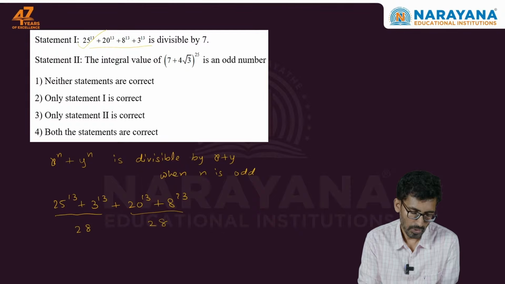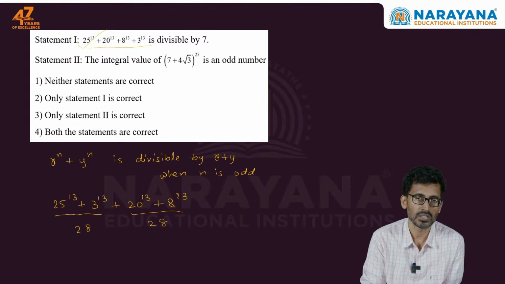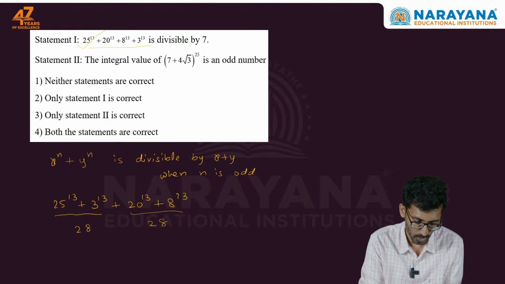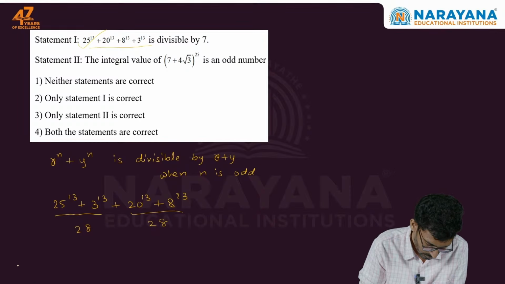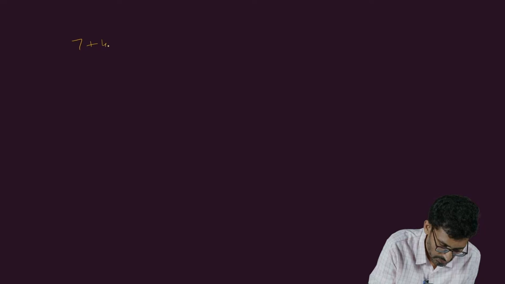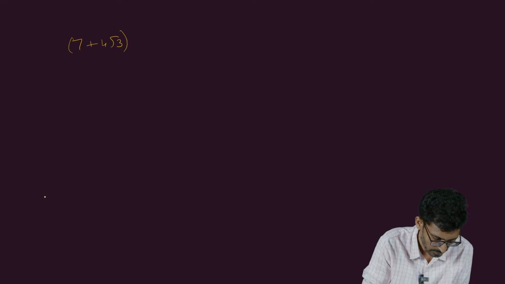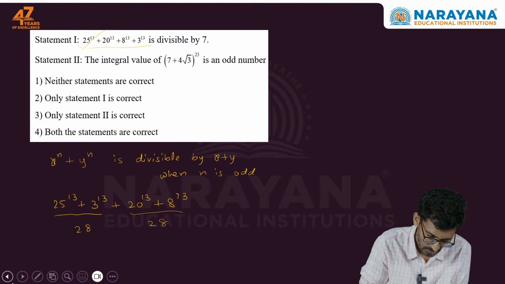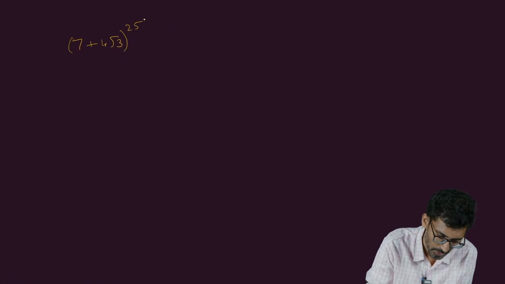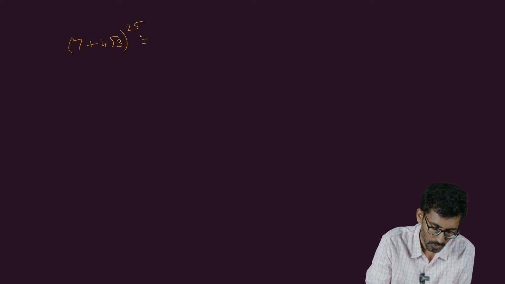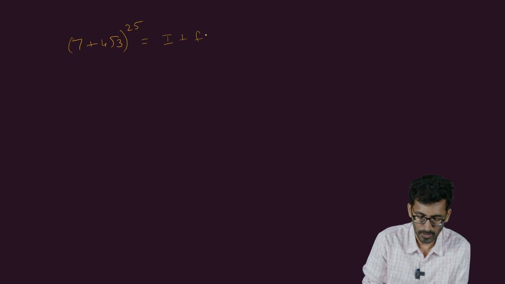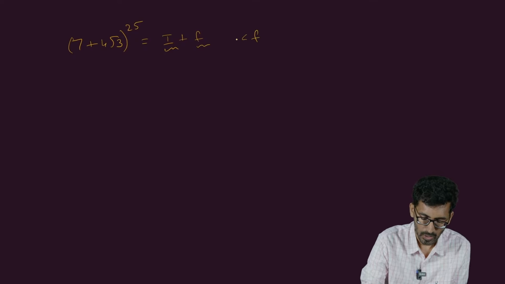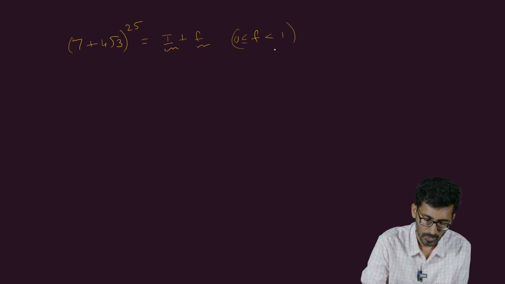Next one, we have to find the integral value of 7 plus 4 root 3 whole power 25. We have to check whether it is an odd number or even number. Integral value. So we have 7 plus 4 root 3 whole power 25. Let 7 plus 4 root 3 whole power 25 be equal to I plus F, where I is the integral part and F is the fractional part. You know that the fractional part always lies between 0 to 1.